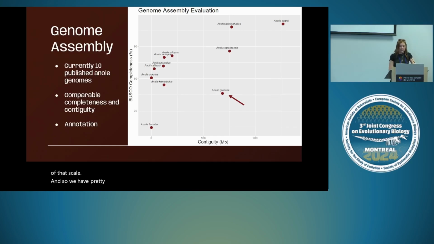And then we have completeness measured on the y-axis as the percentage of expected vertebrate genes that we are finding in our assembly. And so we have pretty good completeness too. Now, along with assembling this genome, I have also generated an annotation, and that has pretty good completeness scores as well.